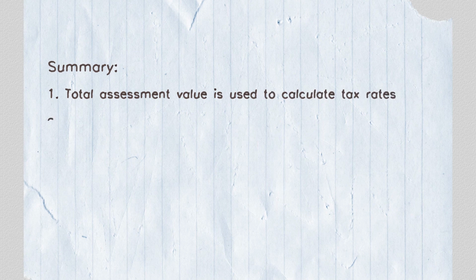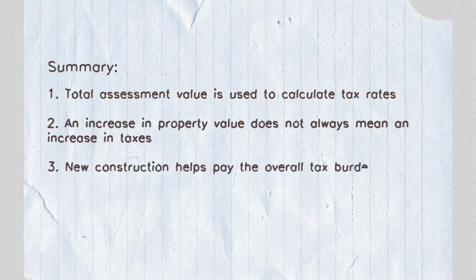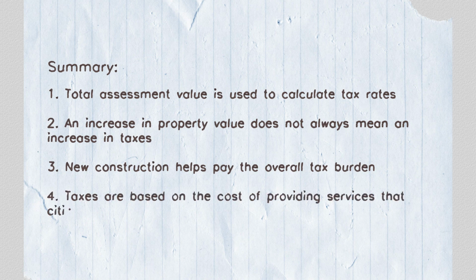The key points are: 1. Total assessment value is used to calculate tax rates. 2. An increase in property value does not always mean an increase in taxes. 3. New construction helps pay the overall tax burden. 4. Taxes are based on the cost of providing services that citizens want and need. And that explains how assessment and taxation works.